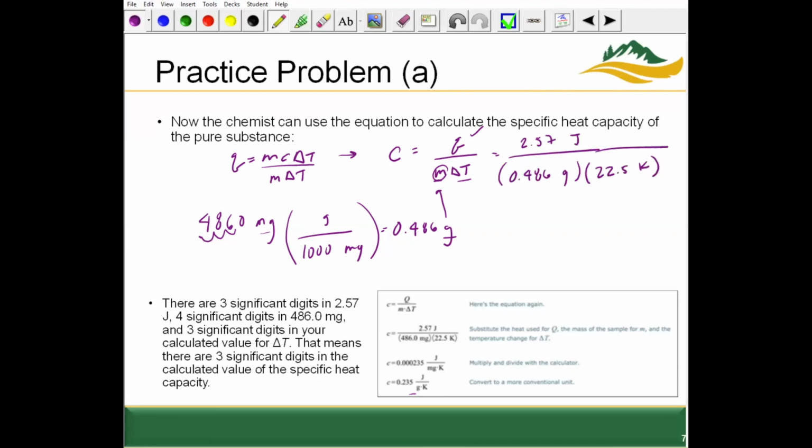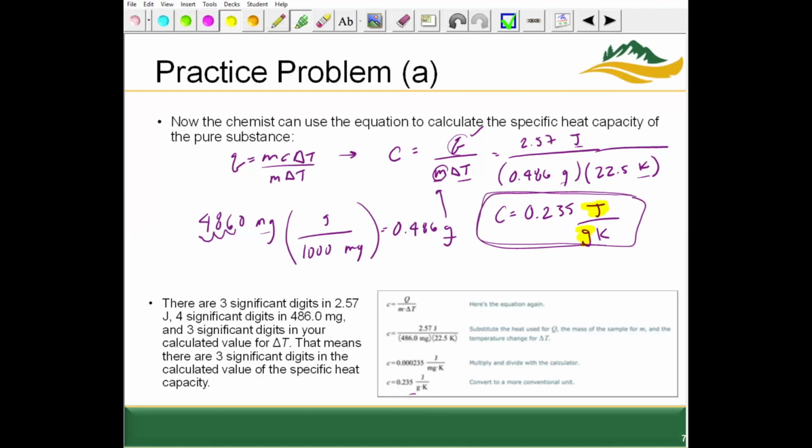So Q is heat, that's 2.57 joules. As a refresher from part 1, heat is a form of energy. Then energy we typically see in joules. And then mass in grams, then delta T, technically in Kelvin. We do this multiplication and then the division overall. We get a specific heat capacity, 0.235, technically in units of joules per gram Kelvin. These are typical units for a specific heat capacity, so in joules per gram Kelvin.